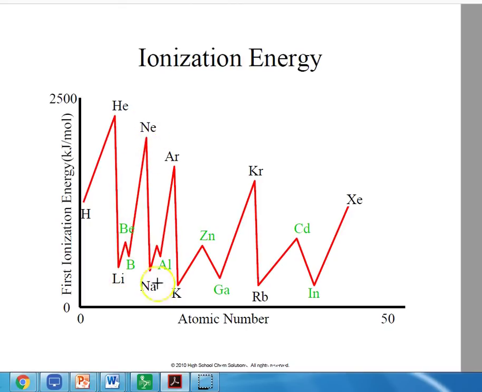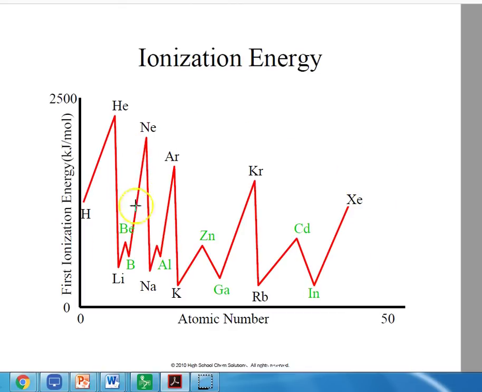And then we go down when we go to the next row, and then up as we move across that row. Then down to the next row, and up as we move across that row. Down to rubidium, row 5, and up as we move across to xenon.